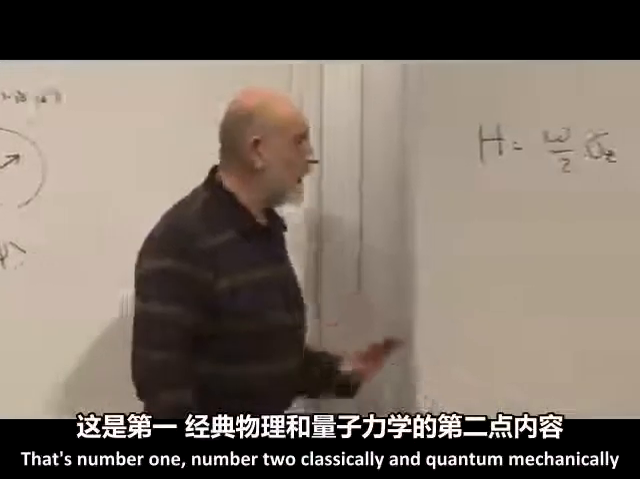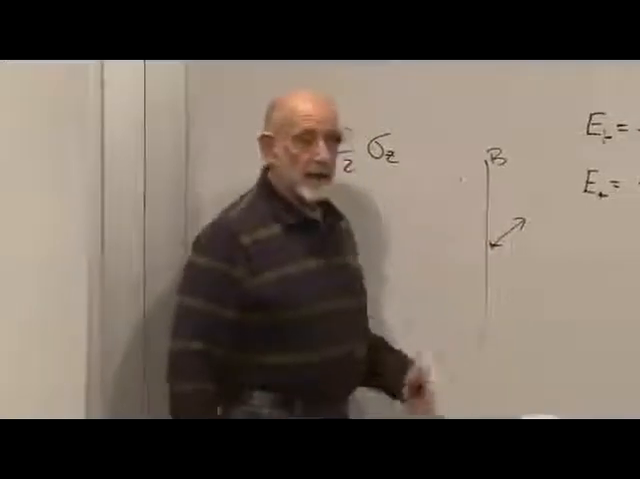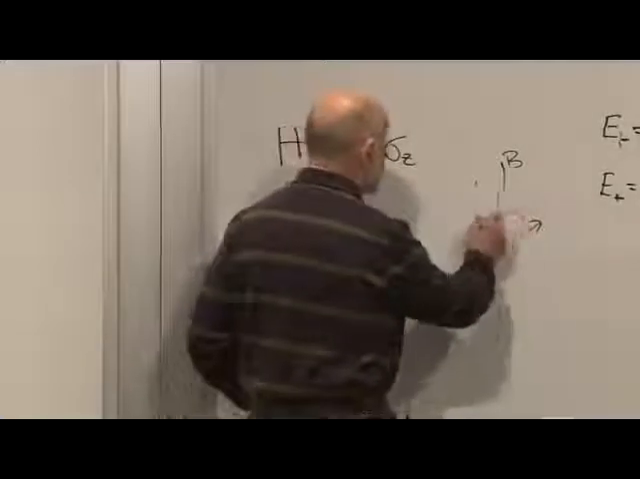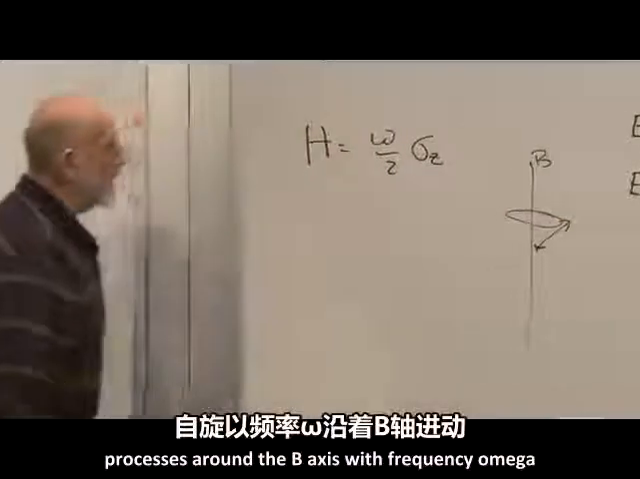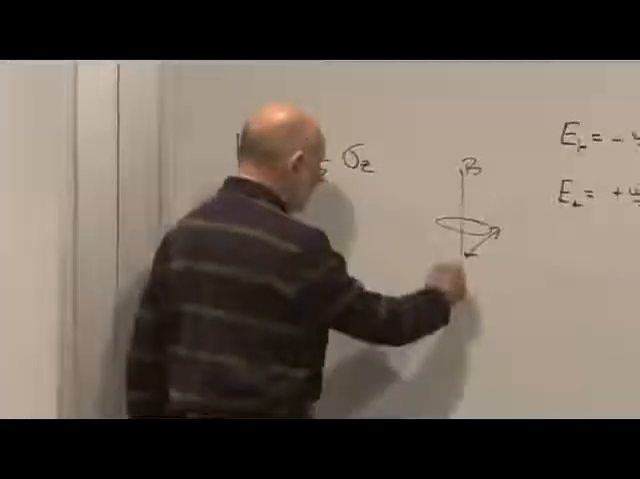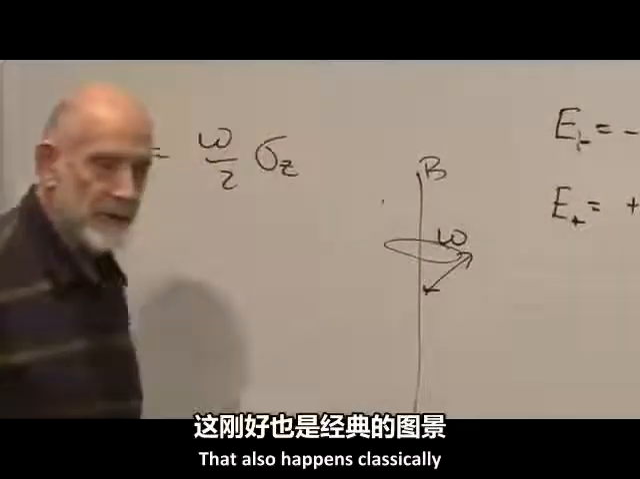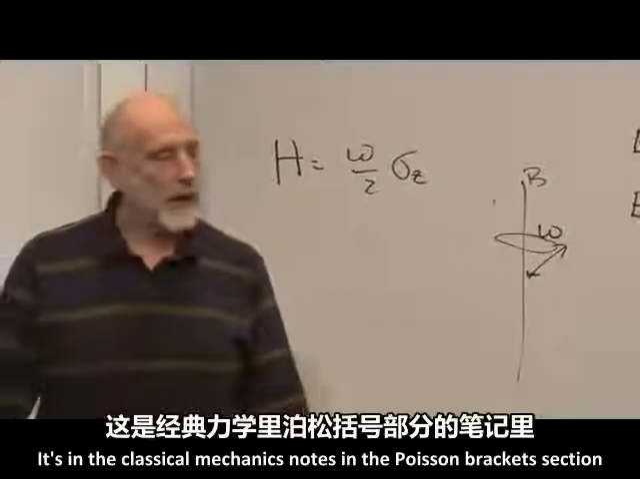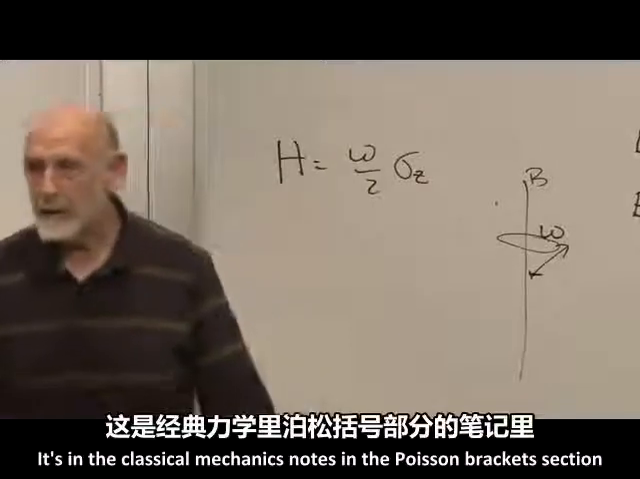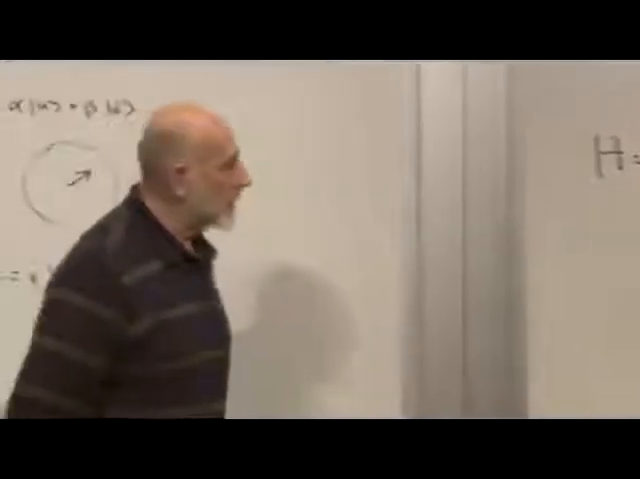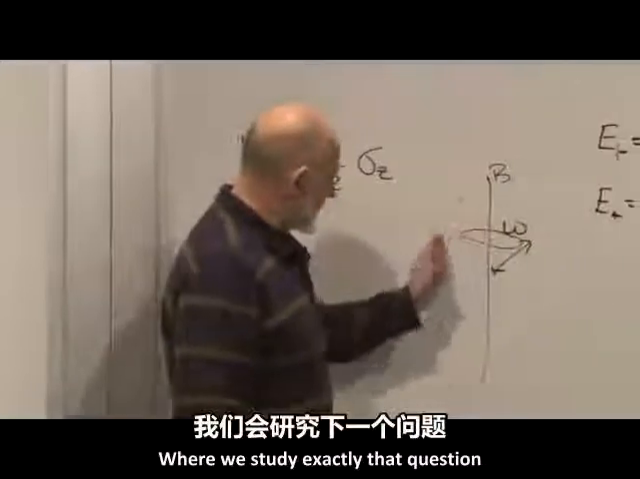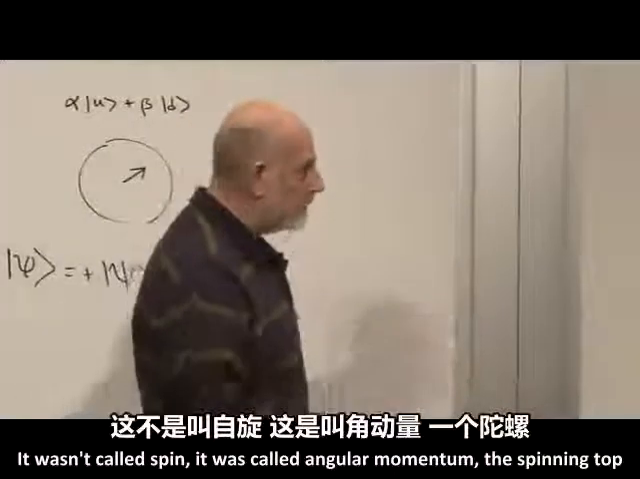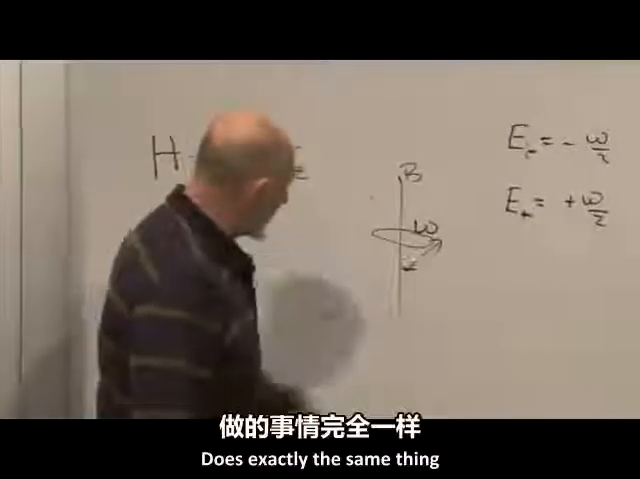Number two, classically and quantum mechanically, classically the actual value, quantum mechanically the expectation value of the spin precesses around the b-axis with frequency omega. That also happens classically. It's in the classical mechanics notes in the Poisson bracket section where we studied exactly that question. It wasn't called spin, it was called angular momentum. The spinning top does exactly the same thing.